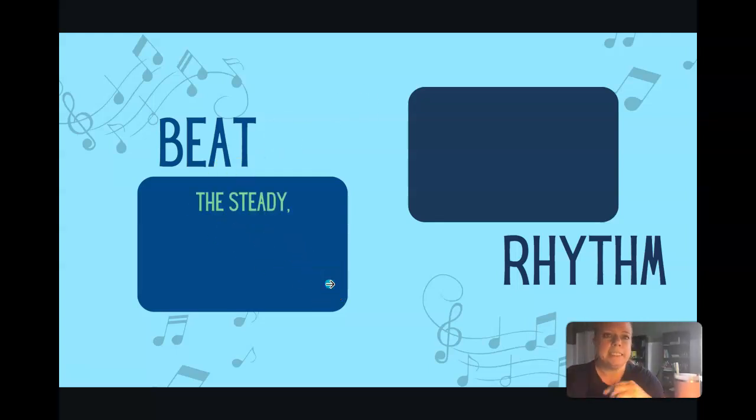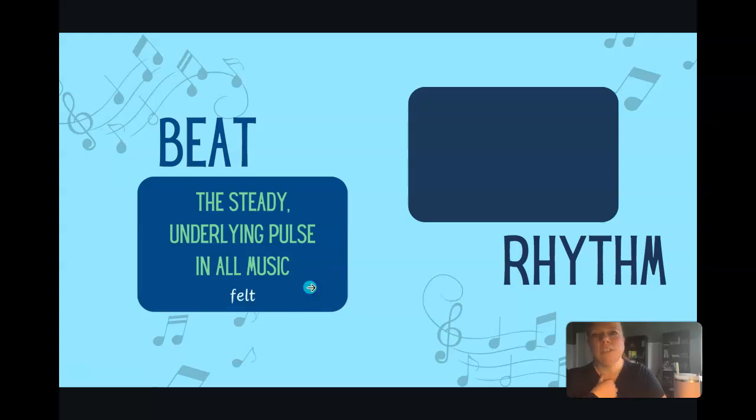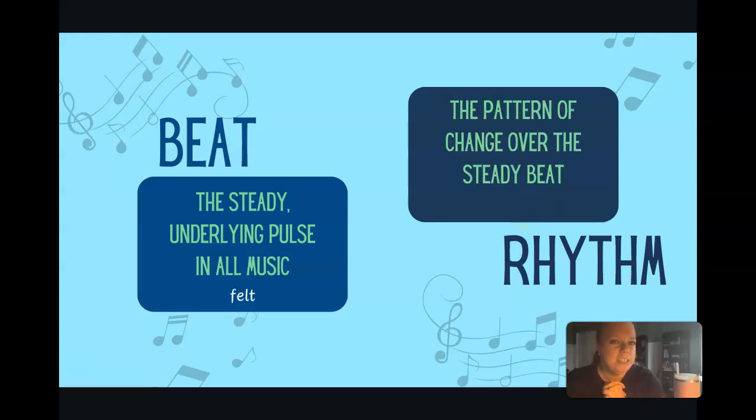The beat in music is the steady underlying pulse. Because of that, it's continuous and it's always there. It's something that as a musician you feel more than anything else. The audience will feel it too, but it's super important that you realize that the beat is there in the background. But the important thing that we want to talk about if we're musicians is that pattern of change that we're going to play or sing over the top of that steady beat. That's something that's going to be performed, and that's the rhythm.